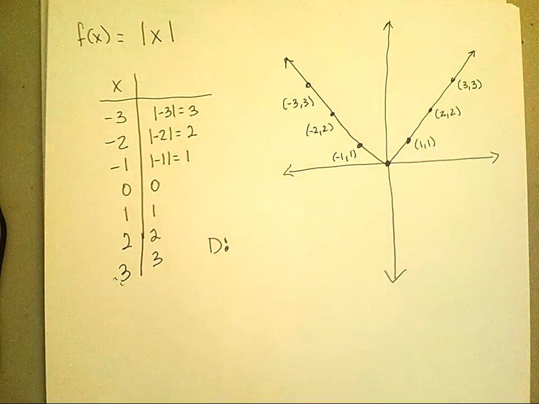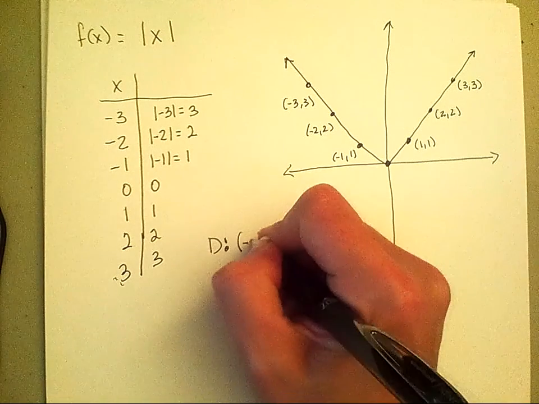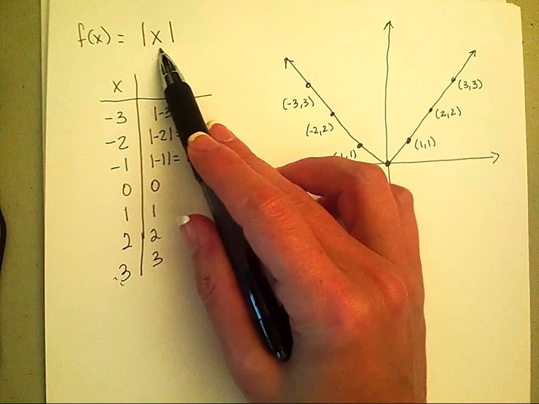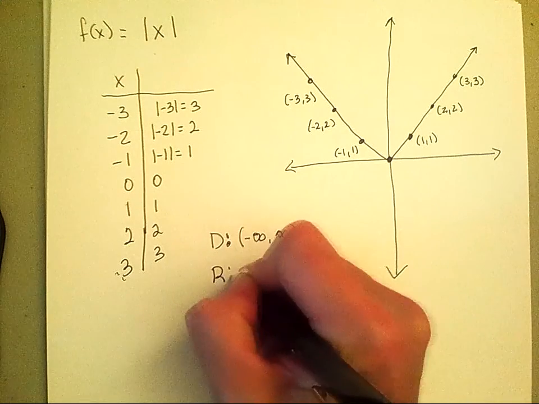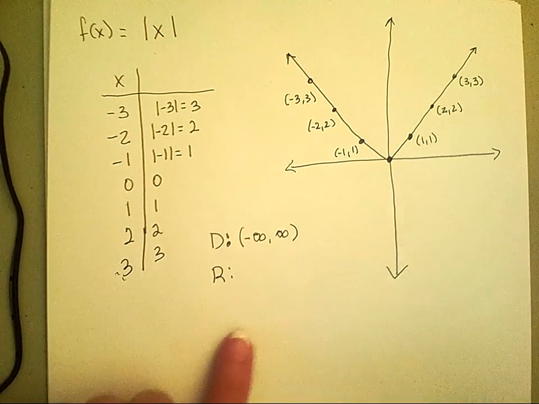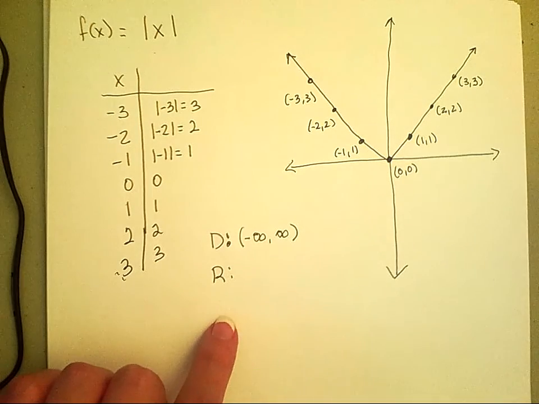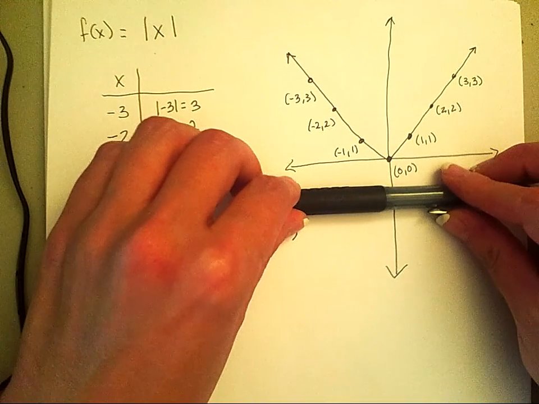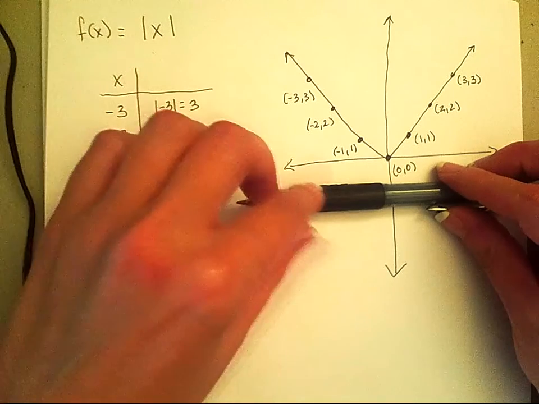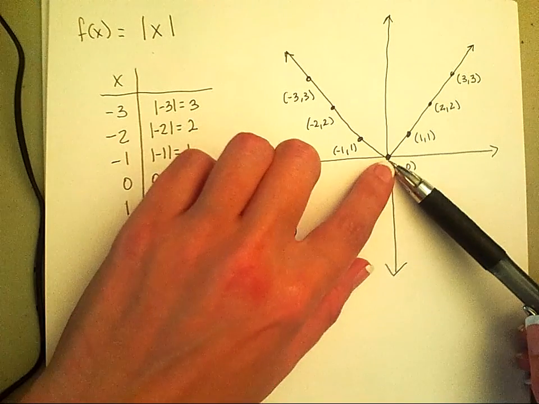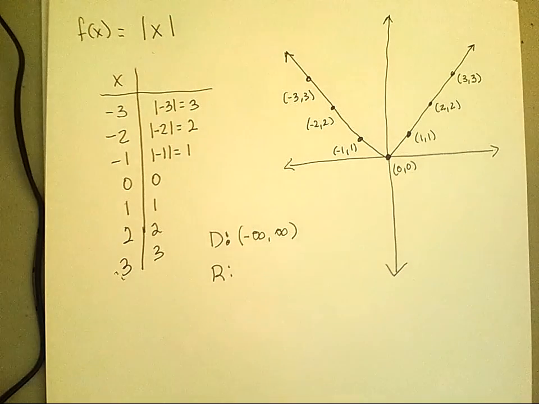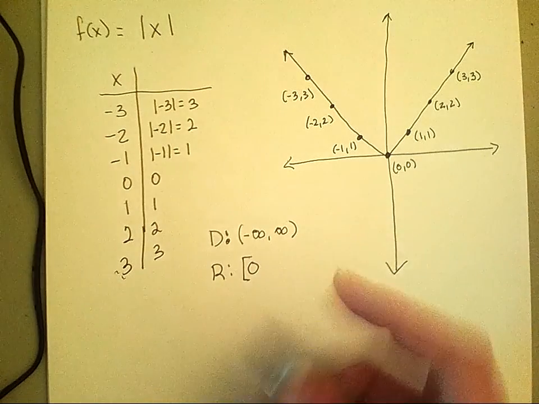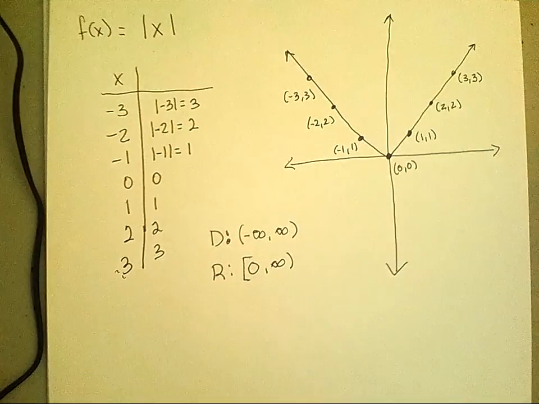Now the domain for this function is going to be all real numbers. Okay? There is no value of x that we have to exclude. Now the range, on the other hand, if I start looking down here, there are no negative values for the function. Okay? The very first value that the function picks up is 0, and then continues to infinity. Okay? So the range starts at 0, it does include 0, and it goes to infinity.